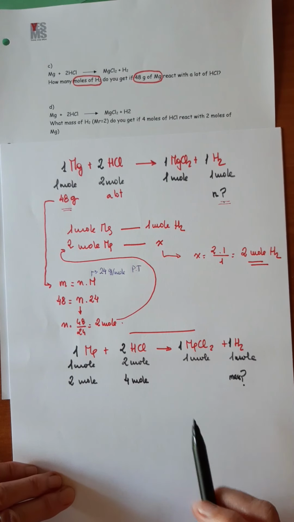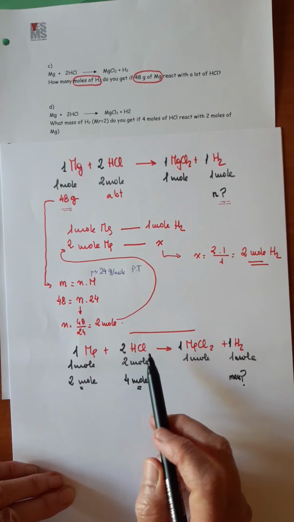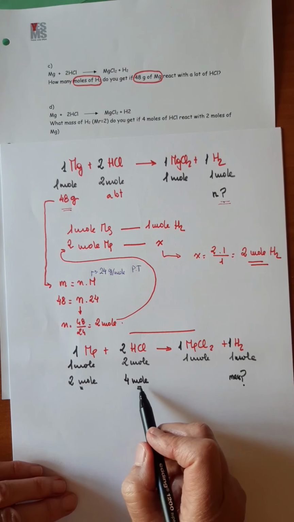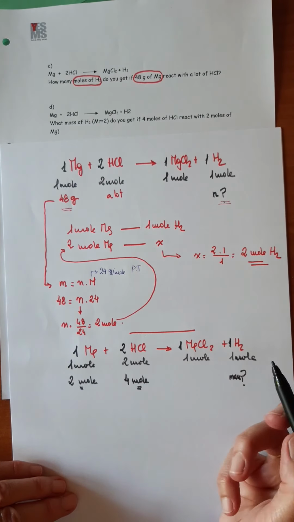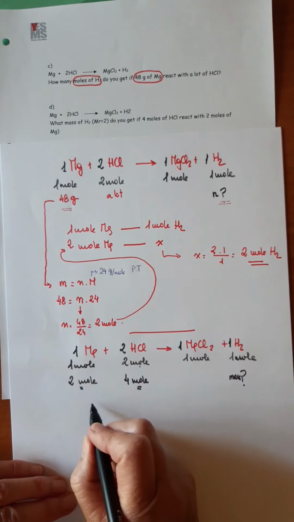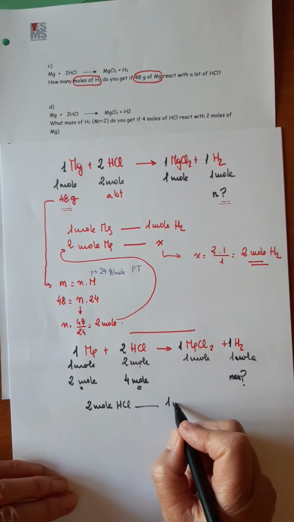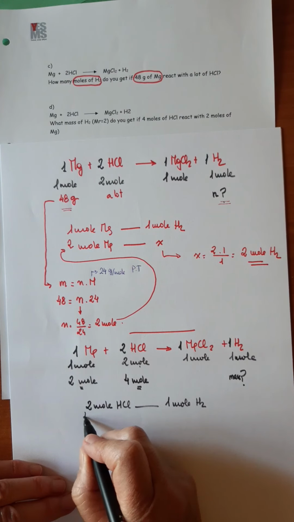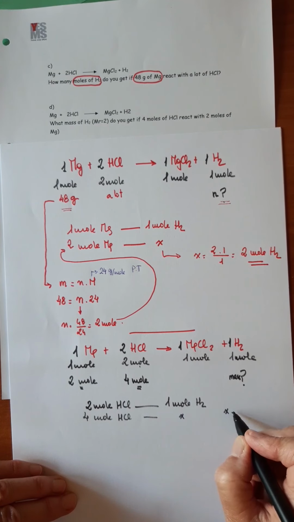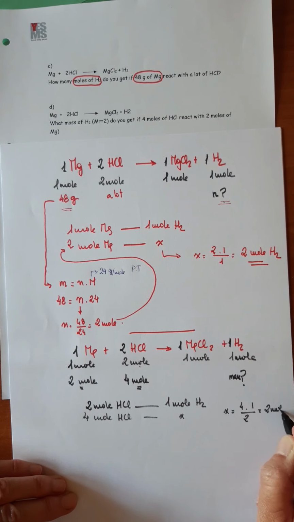In this case, they give us 2 data, magnesium and hydrochloric acid. So we pick the one we want. It's the same exercise if we do it with hydrochloric acid or with magnesium. Let's take, for example, hydrochloric acid. So 2 moles of hydrochloric acid give us 1 mole of hydrogen. So 4 moles of hydrochloric acid give us X. X equals 4 times 1 divided by 2, so 2 moles of hydrogen.